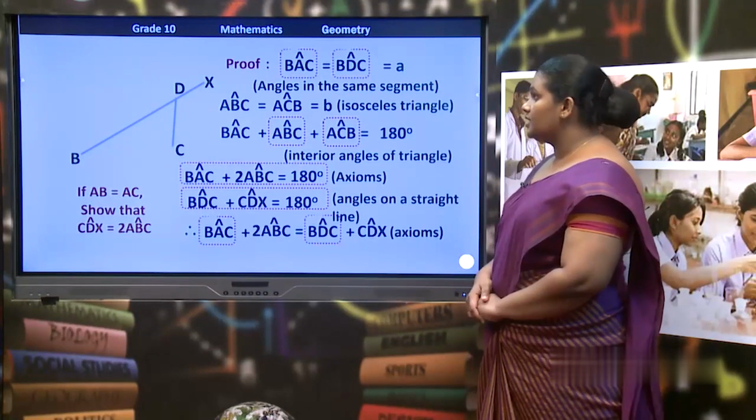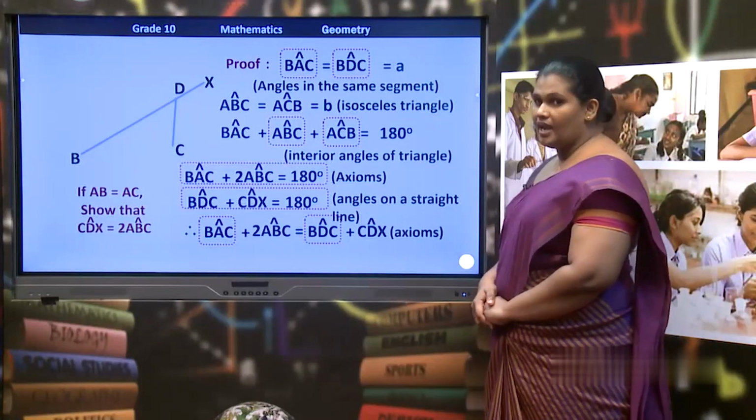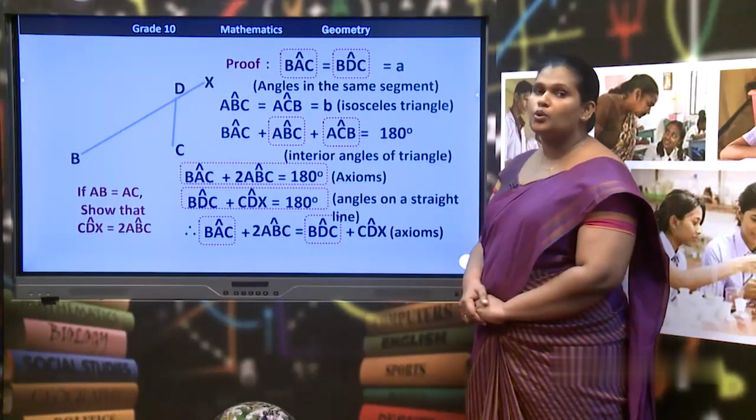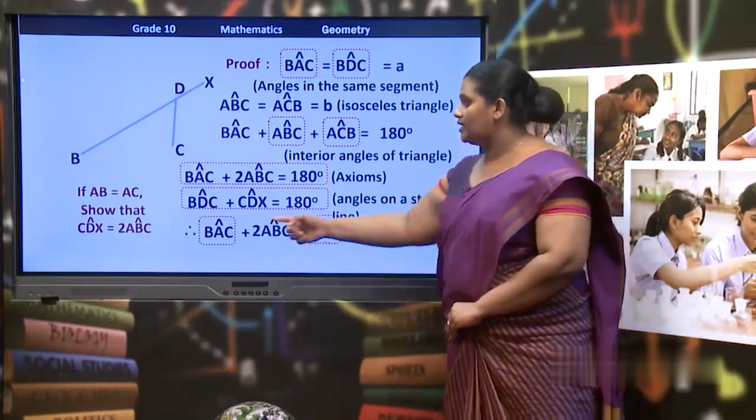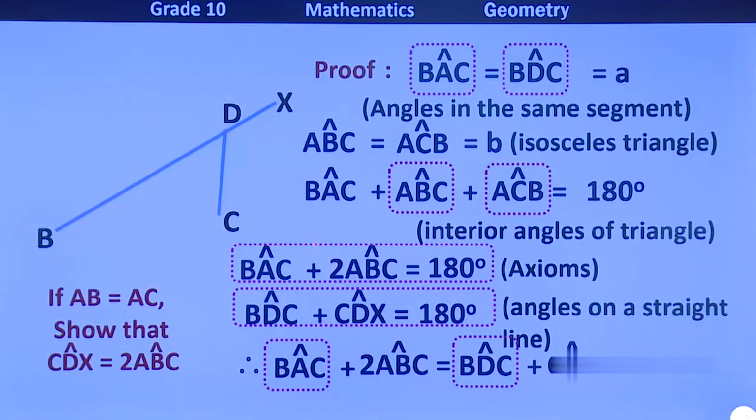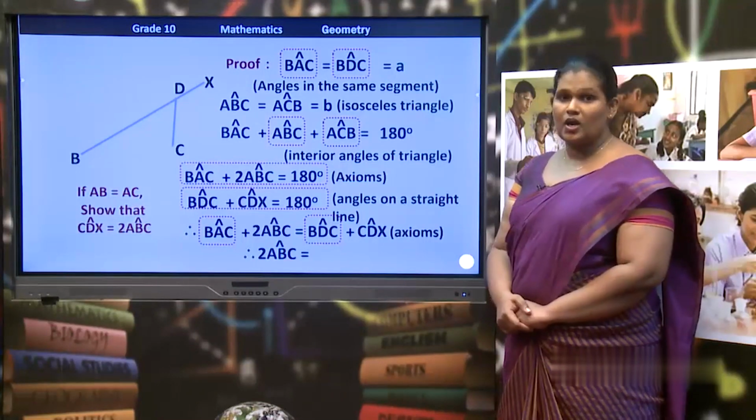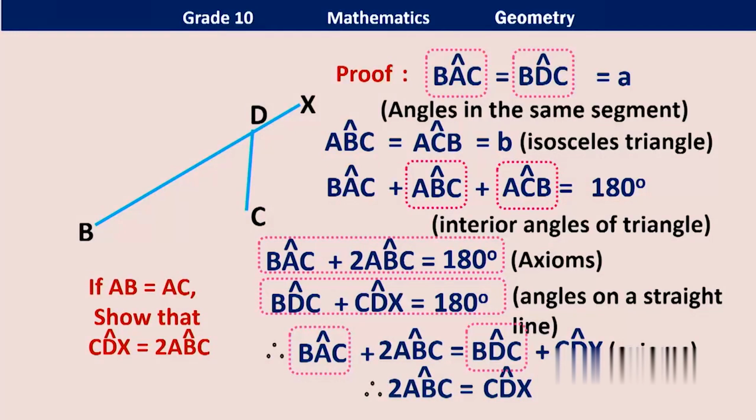Since angle BAC is equal to angle BDC, I can subtract them from both sides. Since these two angles are equal in magnitude, when I subtract them from both sides, both values get omitted. Therefore, I get the relationship twice angle ABC is equal to angle CDX. So, that is what they have asked us to find in our question. I got the relationship using the knowledge of axioms. Then that is the end of this question.